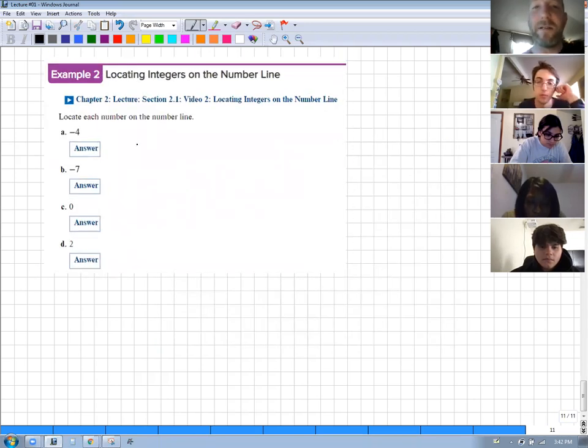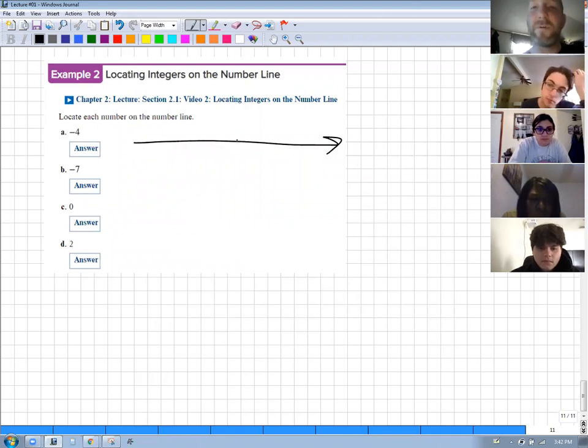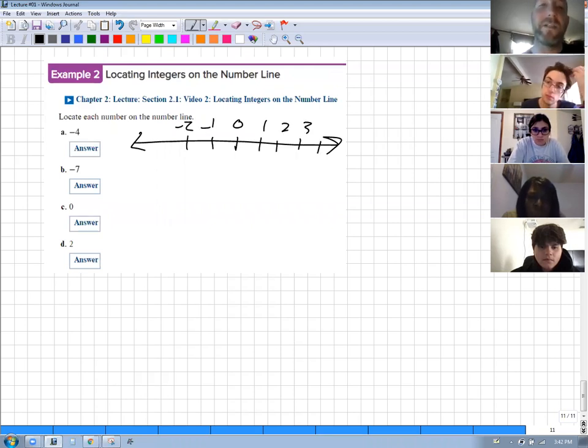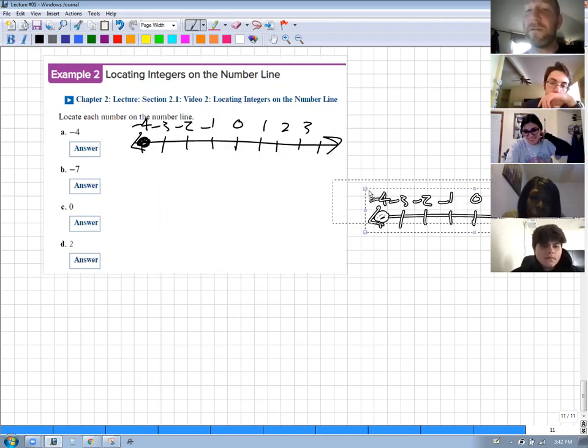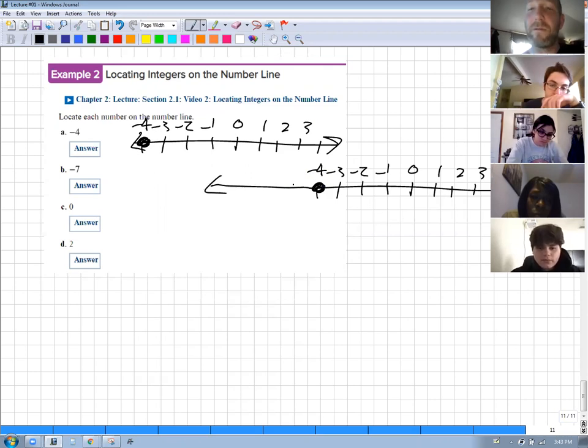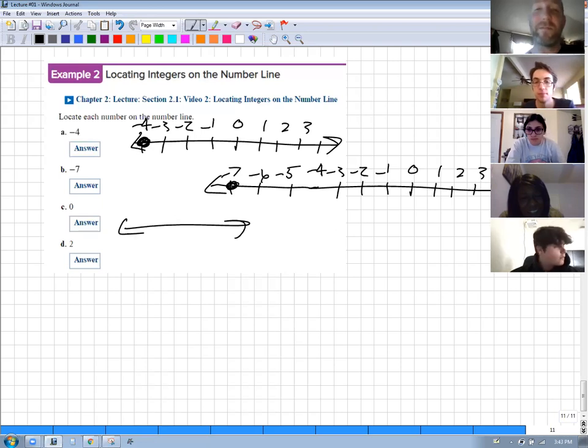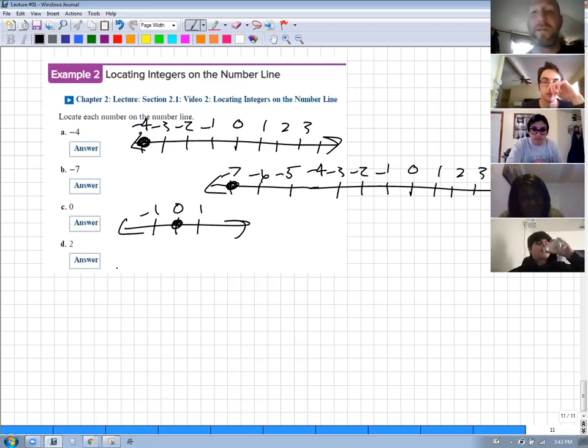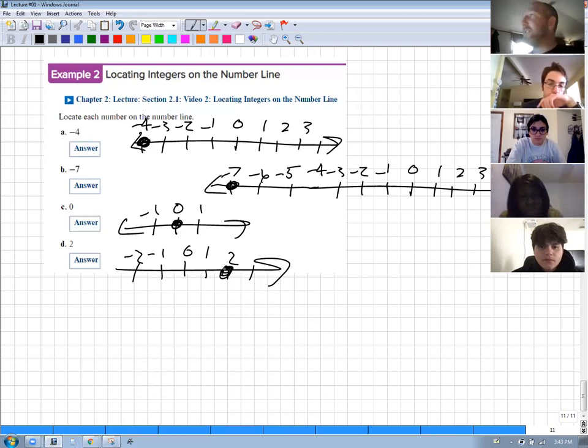Locate each number on the number line. All right, -4. Well, here's 0, 1, 2, 3, -1, -2, -3, -4. Boom. Where's -7? Oh, dang it. Well, -5, -6, -7. It's right there. All right, where is zero? Right in the middle. Boom. Where is two? Zero, one, two. Boom, right here. Right, easy stuff, easy peasy.